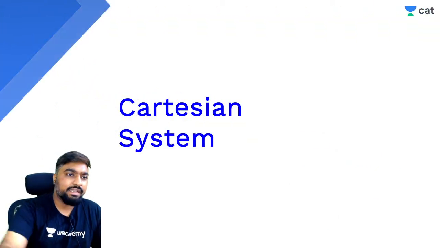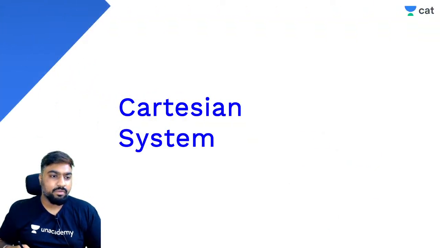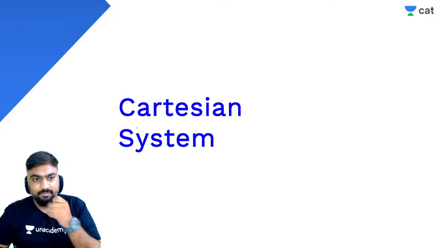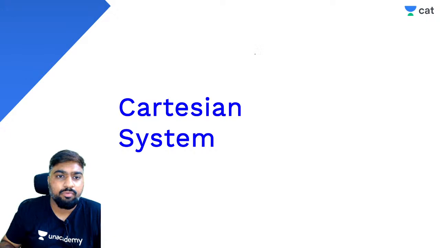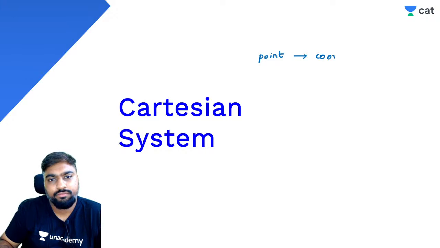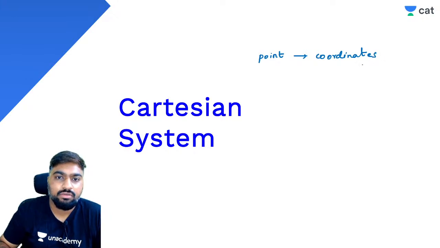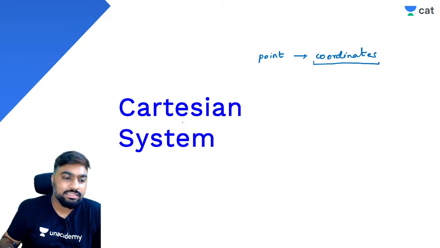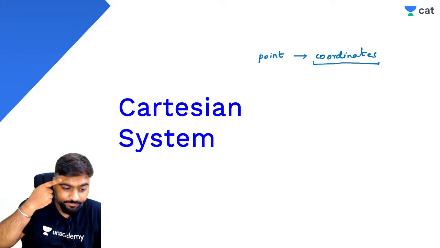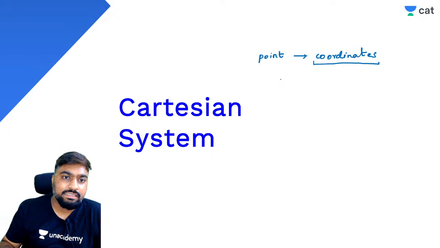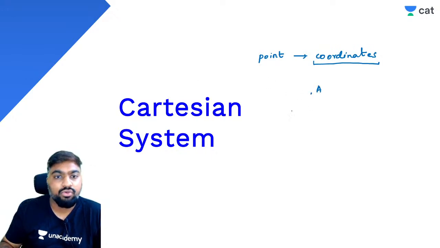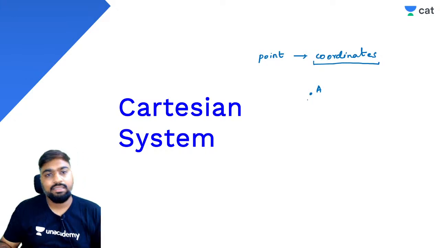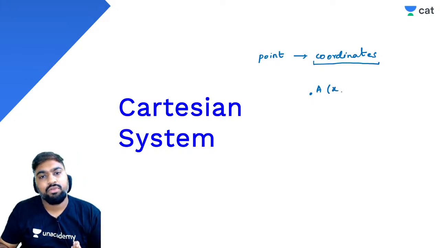With that, let's begin. Let's first talk about the Cartesian system. Let's see how it works. So the Cartesian system is to represent a point in terms of coordinates. That's what Cartesian system means, right? So what you do here is, instead of representing a point as a point A, you represent this point A as the number of units on the x-axis and number of units on the y-axis, right? This is called your Cartesian system.